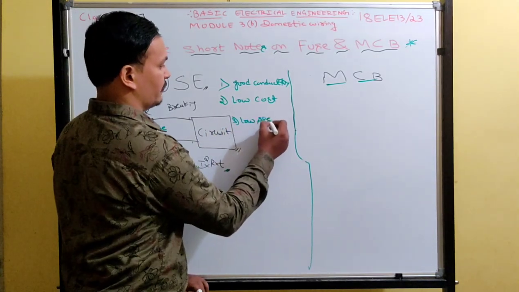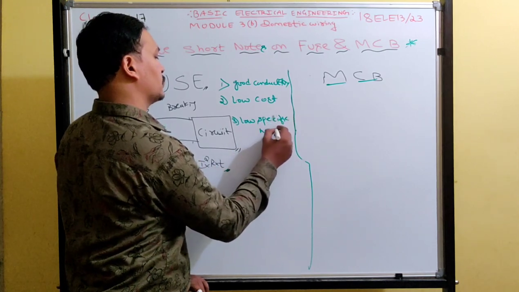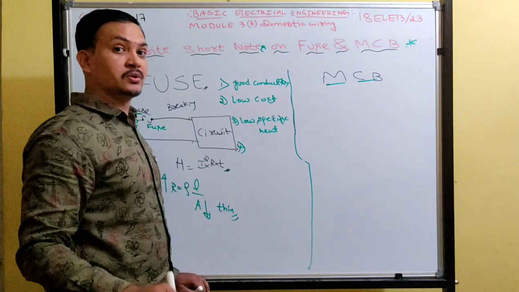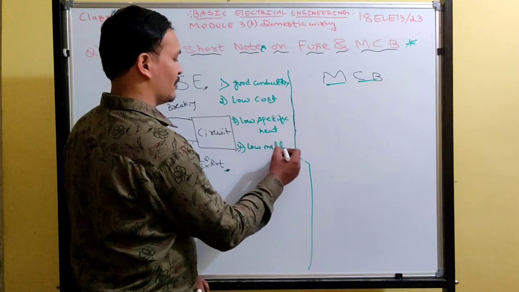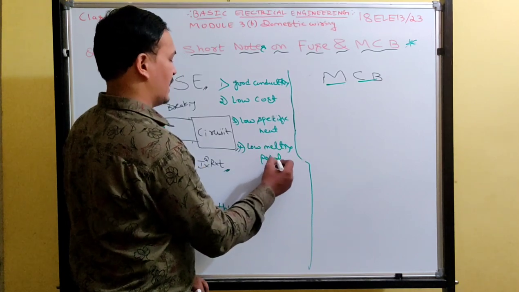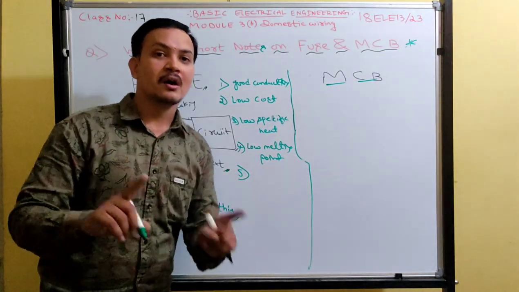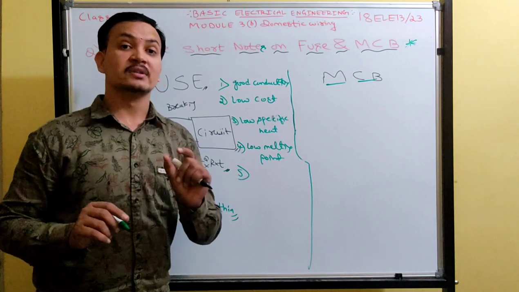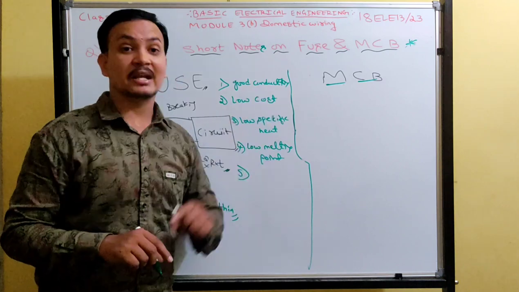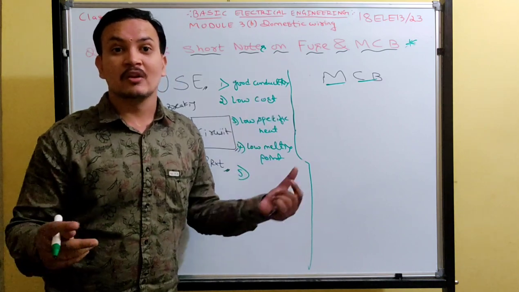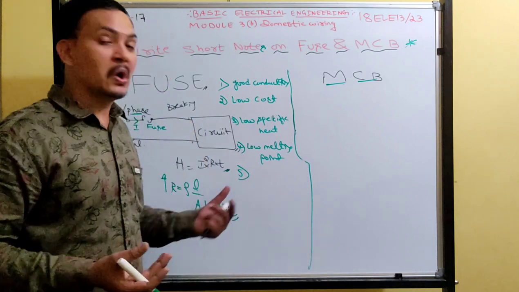The fuse element should have low specific heat, and it should have a low melting point. And then the last one is, it should be non-deterioration due to oxidation. Which means the fuse element should not get rusted. If it gets rusted, it loses its conductivity. If conductivity is lost, there will be no electrons. So the material loses electrons due to oxidation.